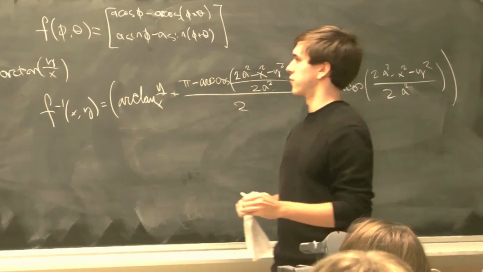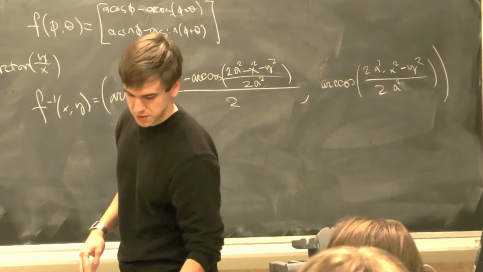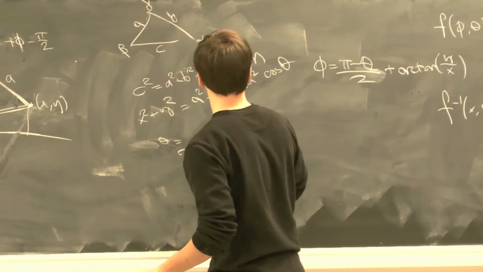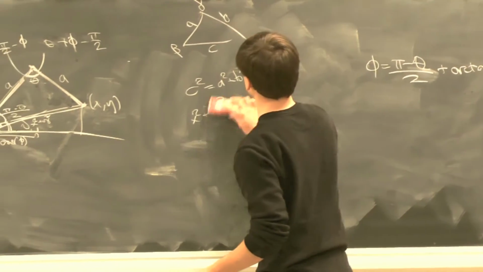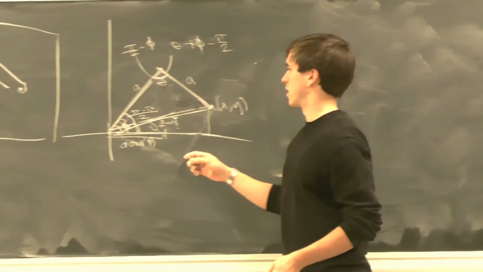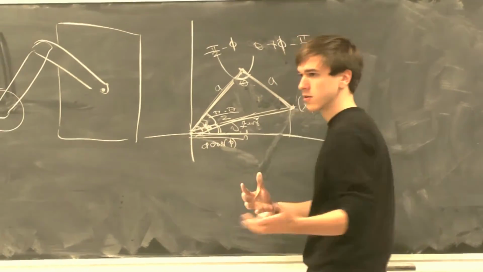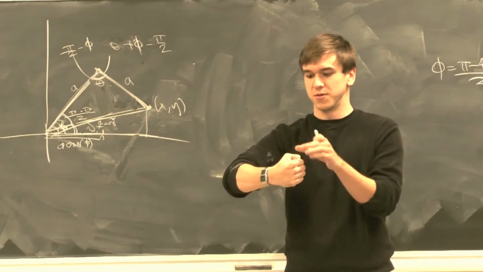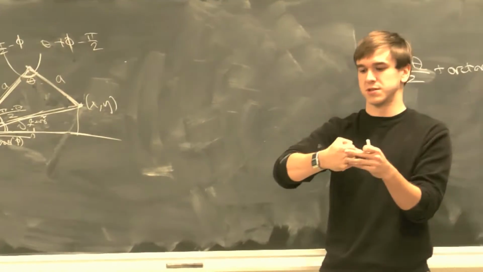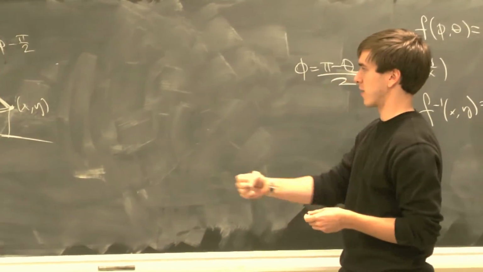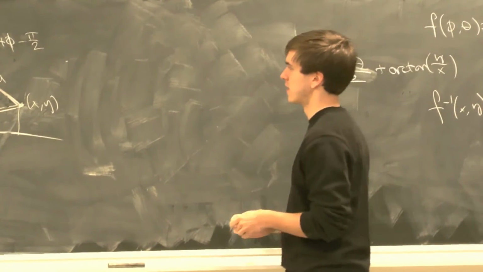So now we have a function and its inverse. So what have we done so far? Now we can move from these angular coordinates, the angle of my shoulder and the angle of my elbow, to the position of my hand, and we can go from position of hand to angle of elbow and angle of shoulder, which is pretty neat, assuming that my forearm and my shoulder are the same length.